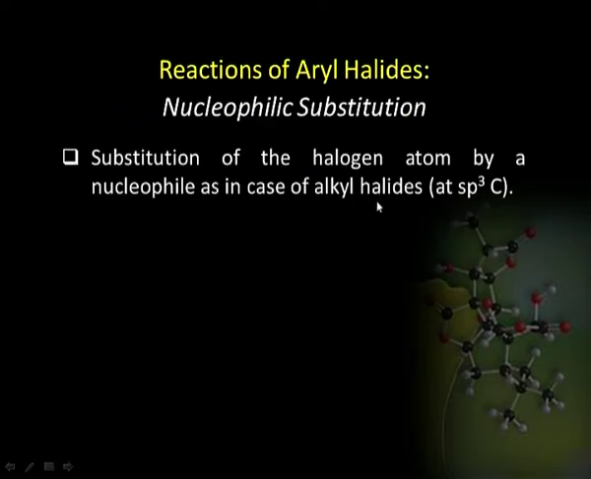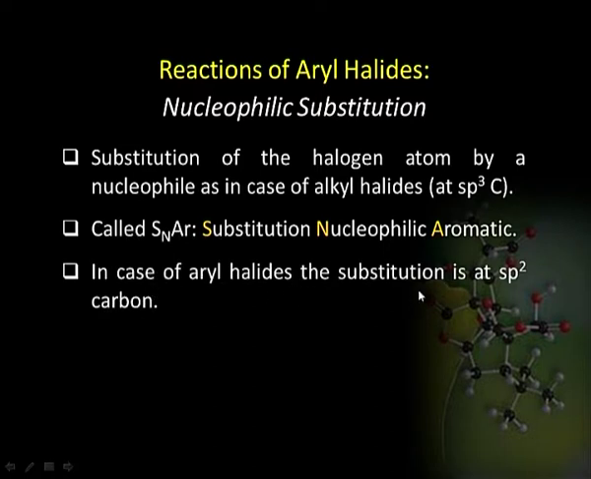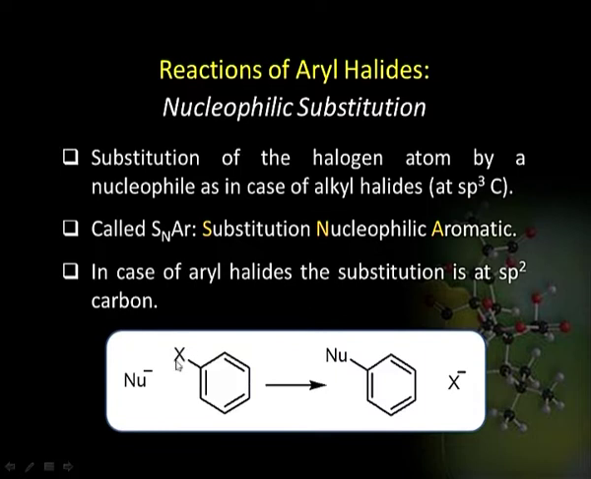Substitution of the halogen atom by a nucleophile, as in the case of alkyl halides, takes place, and we call it substitution nucleophilic aromatic. It is represented by SNAr. In case of aryl halides, the substitution is at the sp2 carbon. So, the halogen atom is attached to this sp2 carbon. The nucleophile attacks this carbon and replaces the halogen atom.